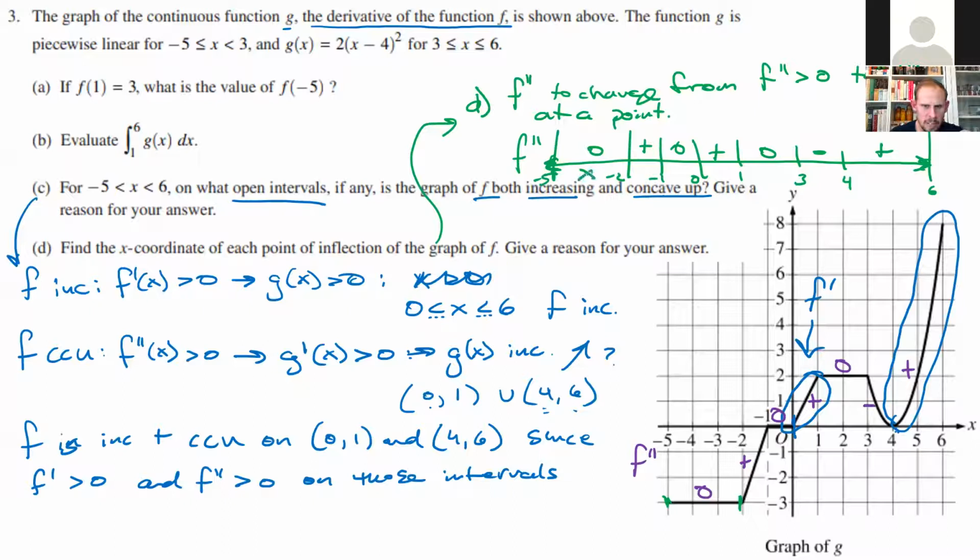So this has no concavity. It's going to be a straight line, basically. This has concave up. This has no concavity. This is concave up. This has no concavity. This is concave down, and this is concave up. So the only place it changes concavity is at x equals 4. So x equals 4 is our point of inflection because we have a change in concavity right there. Change in sign of f double prime.